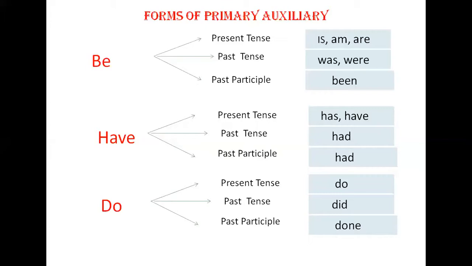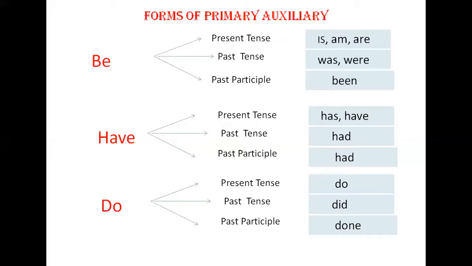Similarly, have is also having three forms: present, past, and past participle. In present tense, we use has and have. In past tense, had, and past participle had. I have two pens. She had completed her work. In this way, we can use these forms. Do: present tense, do; past tense, did; and past participle is done. Done is the third form, which is always used with perfect tense. That's why we say the past participle. Or in passive voice.